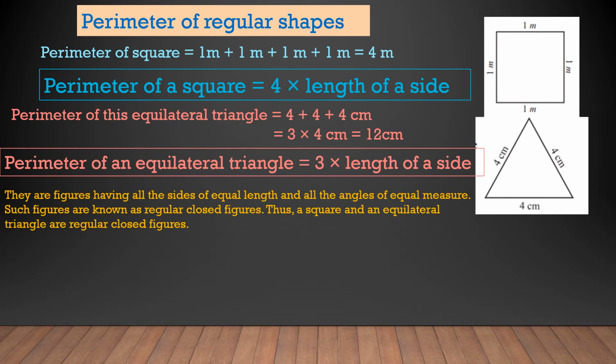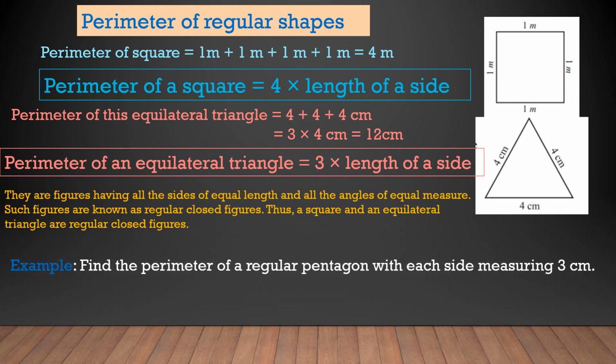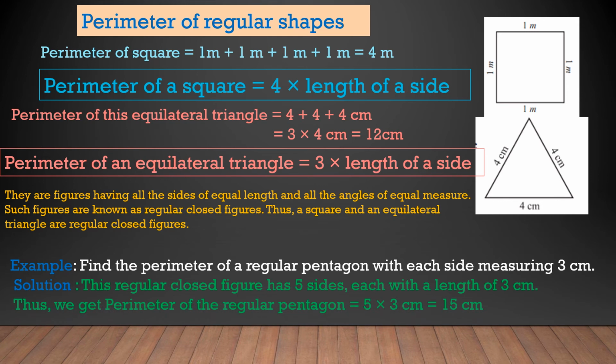Let us see one more example. Find the perimeter of a regular pentagon with each side measuring 3 cm. This regular closed figure has 5 sides, each with a length of 3 cm. Thus, we get the perimeter of the regular pentagon is equal to 5 into one side, that is equal to 5 into 3 cm, which is equal to 15 cm.